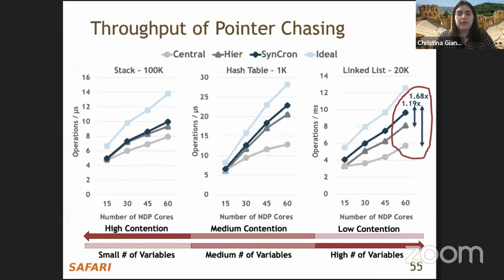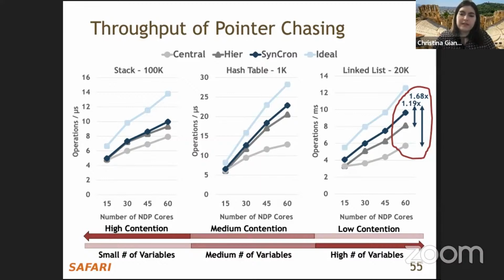And finally, we have a fine-grained linked list with 20K elements. It's a very large linked list, and we have one lock variable for each node on the linked list. So we have a fine-grained approach in this workload. And if we have a very high number of synchronization variables, we have very low contention among NDP cores of the system, because NDP cores might work on different parts and different elements of the linked list, and therefore they don't highly compete for the same variables.